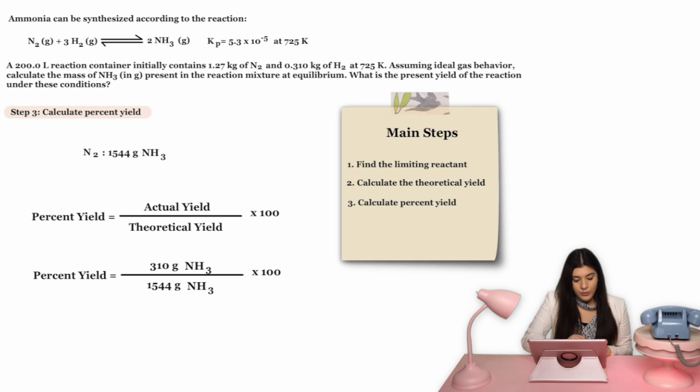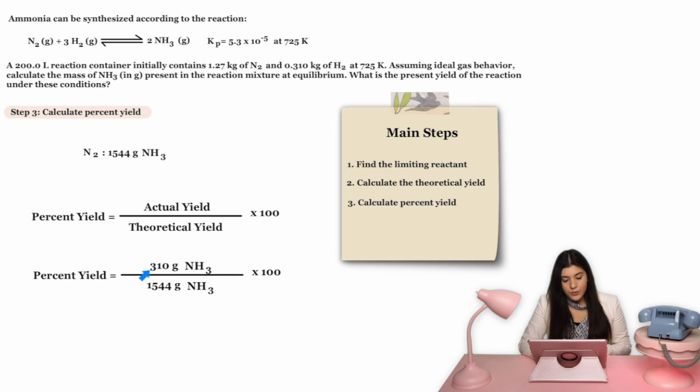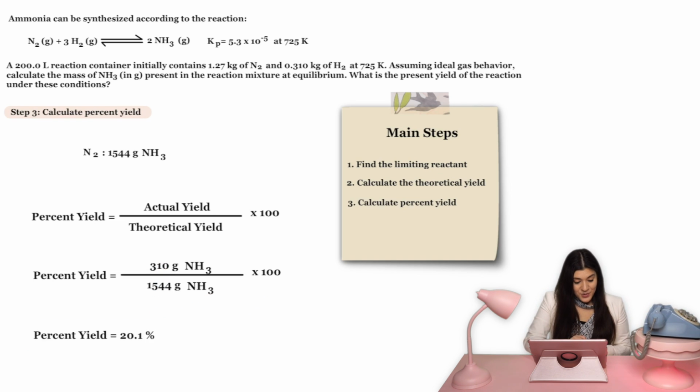So remember what we found previously is that our actual yield was that 310 grams of ammonia divided by the theoretical yield that we just found. And what we're going to do now is just divide and multiply by 100, and that's where we get the 20.1% yield.